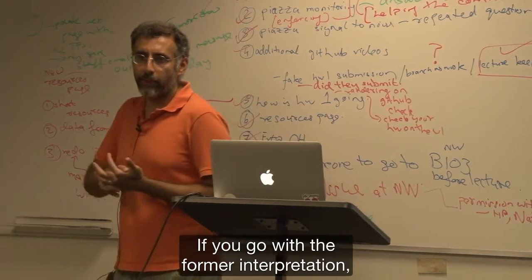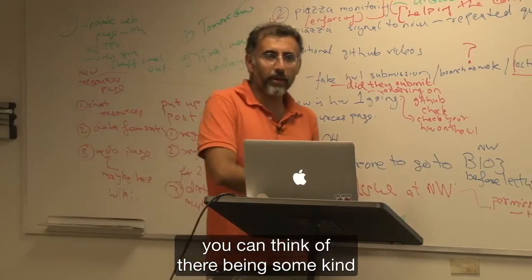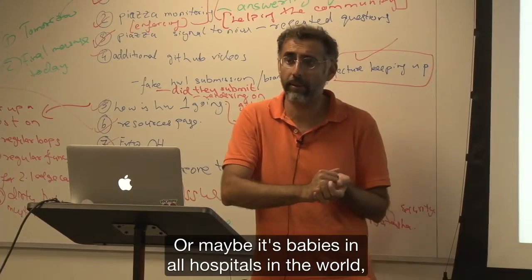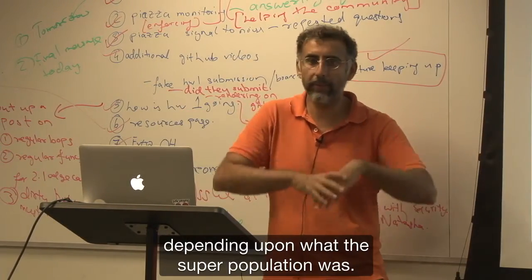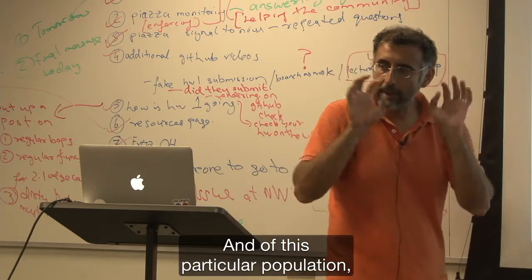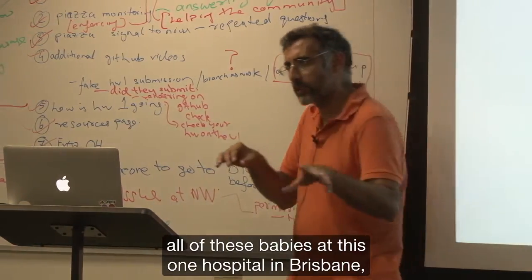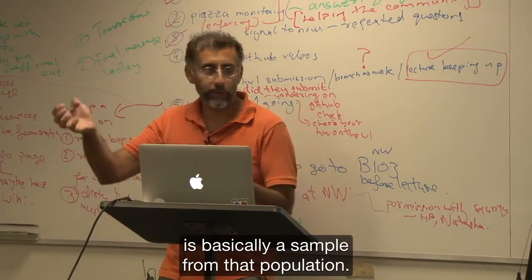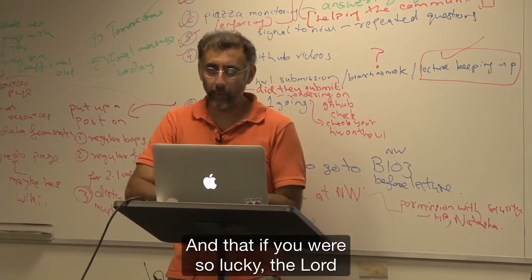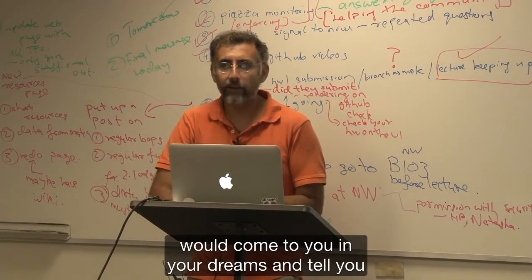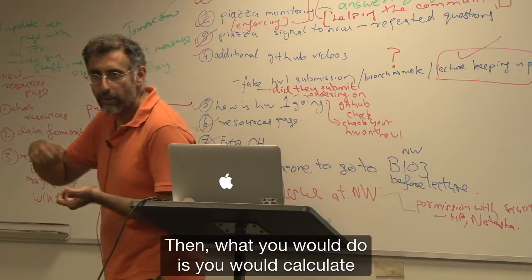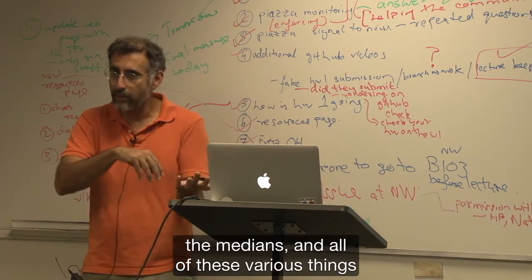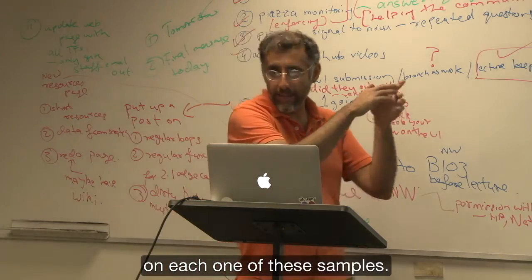If you go with the former interpretation, you can think of there being some kind of superpopulation of babies. Maybe it's babies in all hospitals in Brisbane, or in Queensland, or in the world, depending upon what the superpopulation was. And this population of babies at this one hospital in Brisbane is basically a sample from that population. If you were so lucky that the Lord came to you in your dreams and told you how to get all the samples from this population, then you would calculate statistics like the correlation, the means, the medians, on each one of these samples.